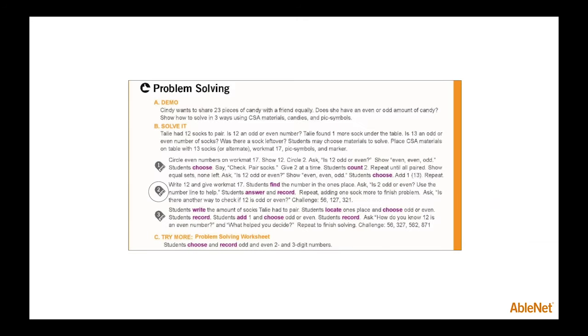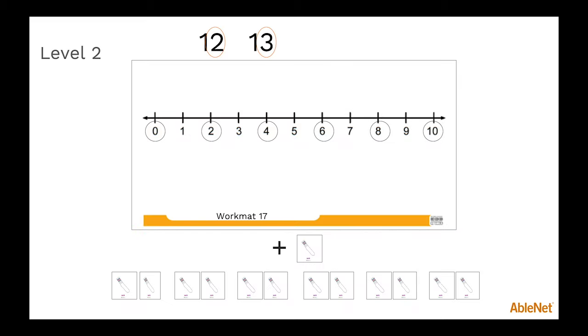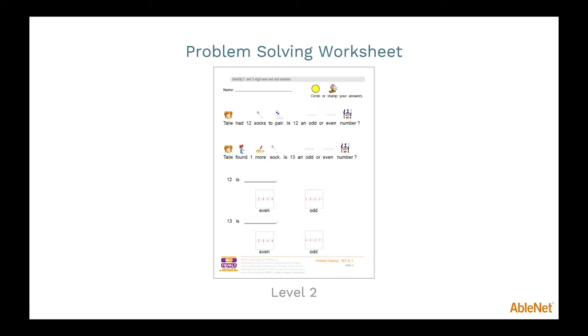Level 2 supports students with pick symbol representations and math tools. In this example, the student is responsible for using the number line to identify if 2 is odd or even, then apply that to the number 12. Instead of real socks, students use pick symbols of socks to continue adding one sock to make equal sets. This is an example of a problem-solving page for Level 2. The entire problem is pick symbol supported, and both questions are listed. Students use the tools they used to solve the problem to record their solution.